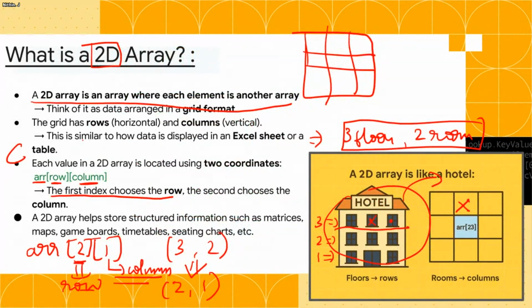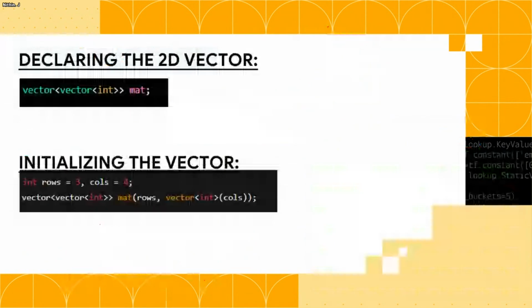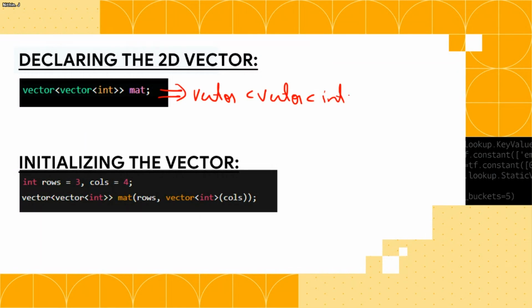So we have learned what a two-dimensional array is and how we can access the elements in it. Coming to the declaration part, in C++, how do we declare a two-dimensional array? If we want to declare a two-dimensional array, we write this command: vector<vector<int>> mat. Let's have a clear breakdown of what this code actually means. Basically, mat is the name of my 2D array.